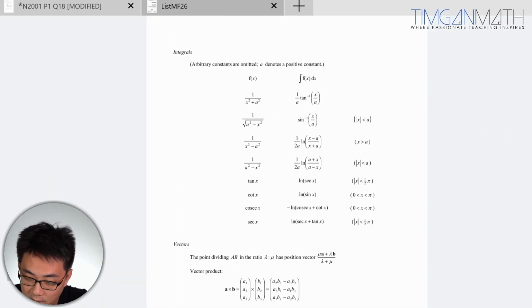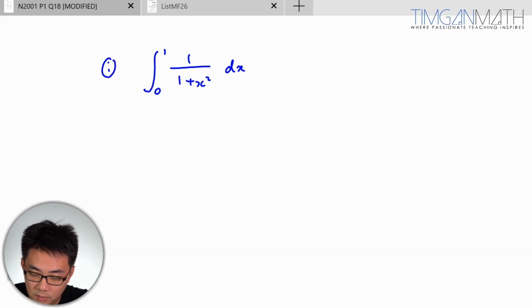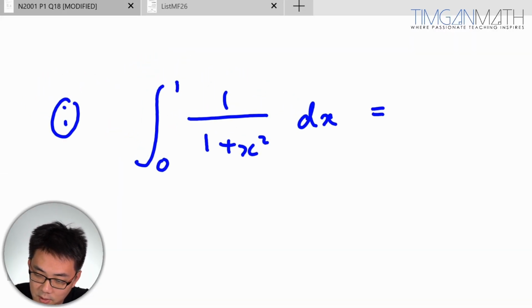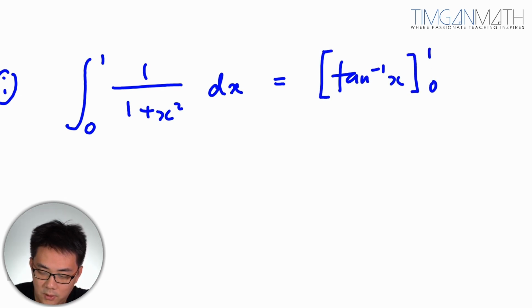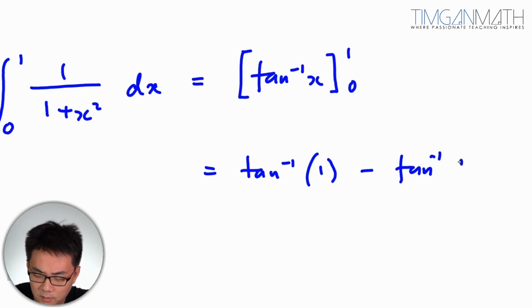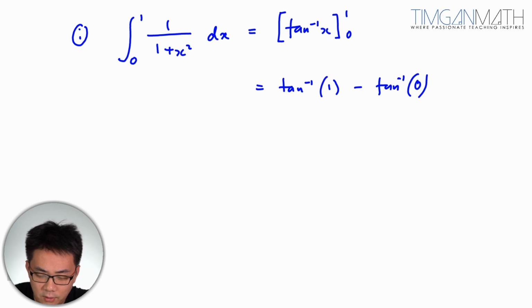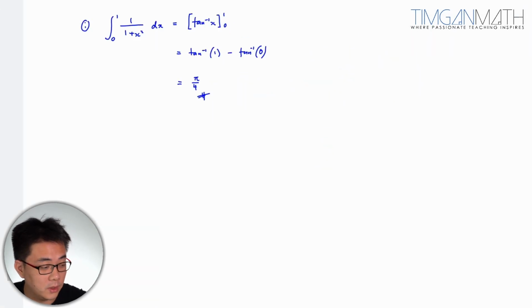Integrating 1 over 1 plus x squared would be tangent inverse x, okay? So there you go. This part here would be tangent inverse x from 0 to 1. I think there is nothing interesting here. Tangent inverse 1 is 45 degrees, so this will just be pi over 4. And that's it. Quite a straightforward question here.